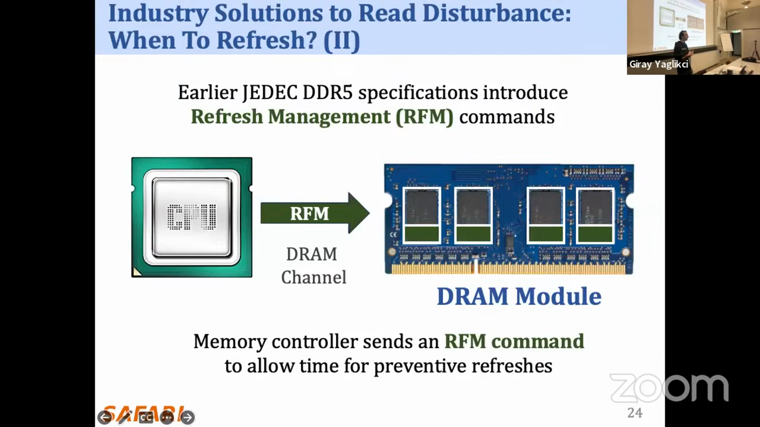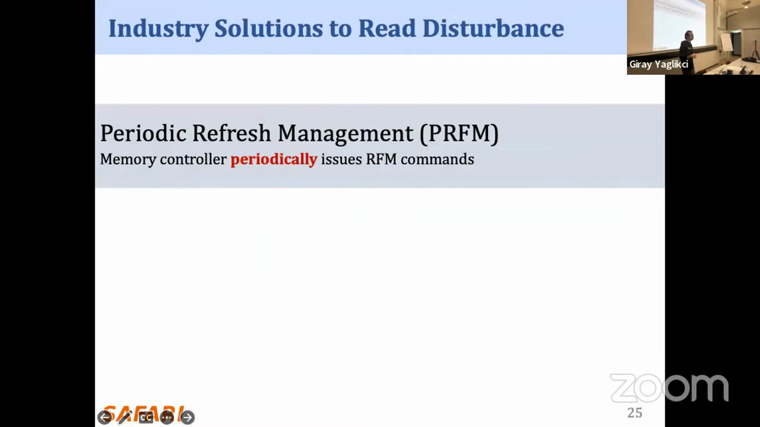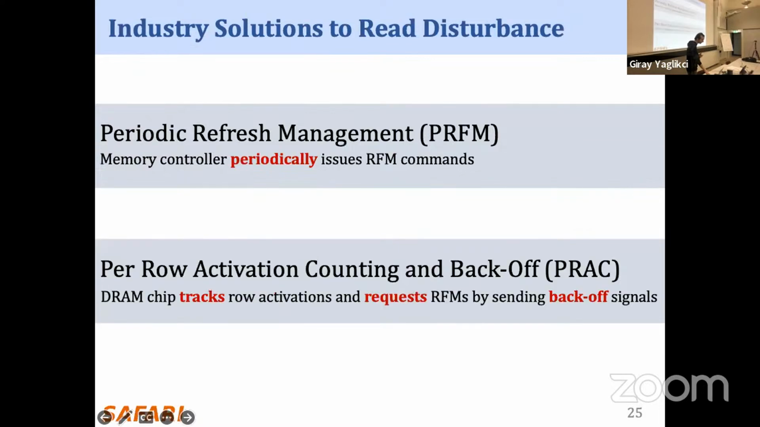You can think of this as a contract between the memory controller and the DRAM module, where the memory controller is saying, hey, I won't access this location for a set amount of time. You can perform necessary activations to that location. We will cover 2 industry solutions that use RFM commands. First is periodic refresh management, or PRFM for short, where the memory controller periodically sends these RFM commands to give time to the DRAM module for preventive refreshes.